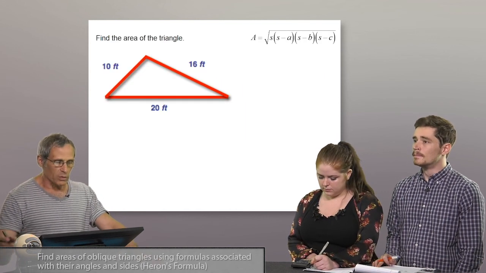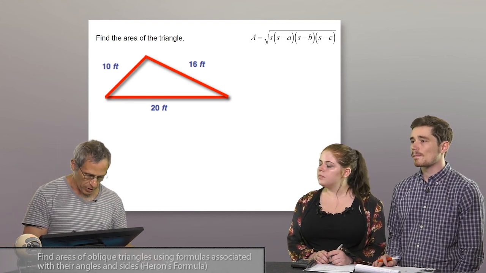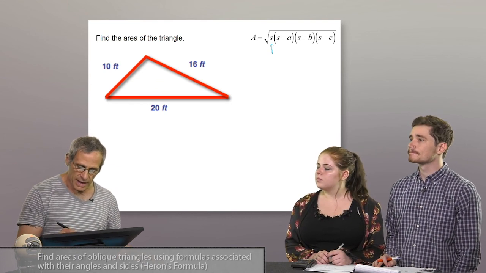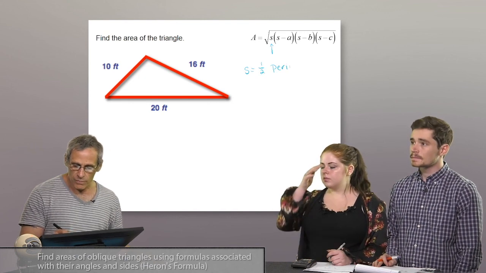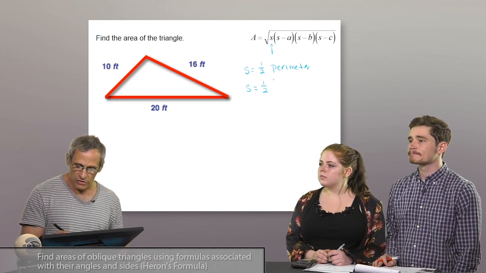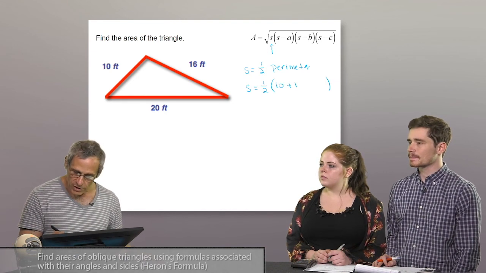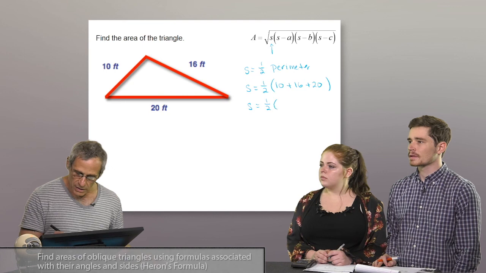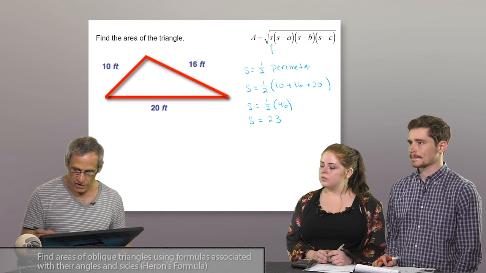To use this formula, what would I have to give you? I'd have to give you the lengths of the three sides. So the first thing I'm going to do is use Heron's formula and find S. S is just 1/2 of the perimeter, and the perimeter is just the distance all the way around. So that would be 1/2 times, what would be the distance all the way around? Would it be 10 plus 16 plus 20? Very good. 10 plus 16 is 26, plus 20 is 46. So what is S? S is 23. Very good.